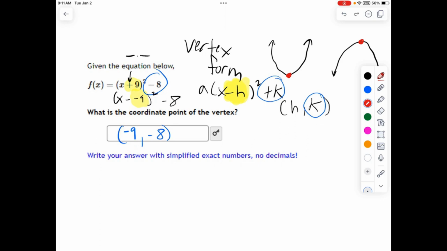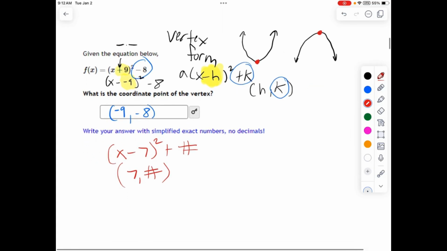If you have x minus 7, let me write that out. If you have x minus 7, squared, plus whatever, that means (7, whatever that other number is) will be the vertex. Nothing too crazy, but that is vertex form. That's the best and easiest way to find it.